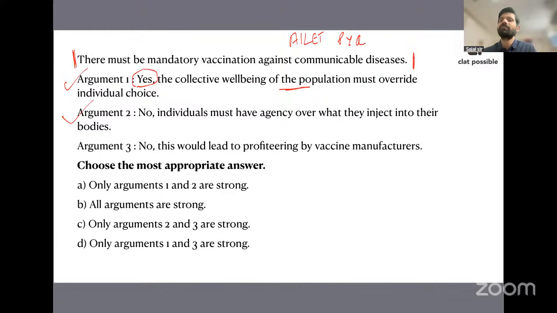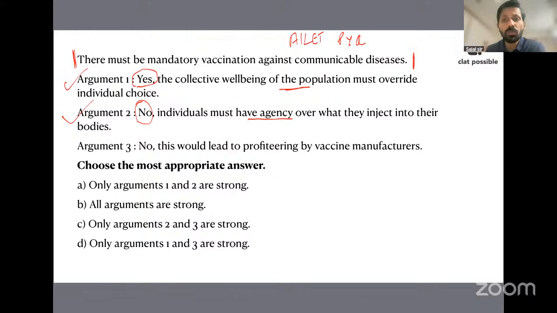Now, again, when it says no mandatory vaccination, it's not in the gray, right? It's not morally, ethically wrong, right? So with no, we don't have a problem. People might have that view. What about the reason? Individuals must have agency over what they inject into their bodies, and that's also a pretty good reason, right? So for me, argument one and two, and also as per the answer key, are strong, and we don't have a reason to doubt it, right?